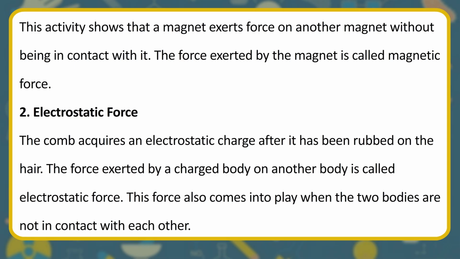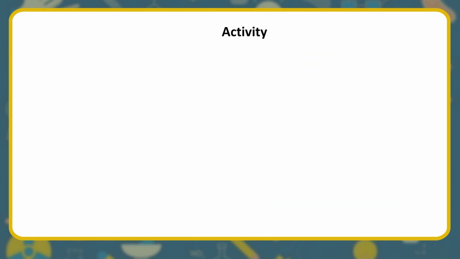This activity shows that a magnet exerts force on another magnet without being in contact with it. The force exerted by the magnet is called magnetic force. 2. Electrostatic force. The comb acquires an electrostatic charge after it has been rubbed on the hair. The force exerted by a charged body on another body is called electrostatic force. This force also comes into play when the two bodies are not in contact with each other.